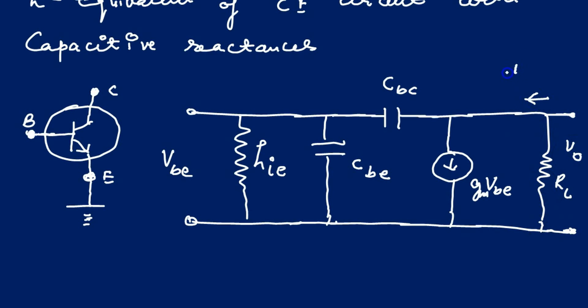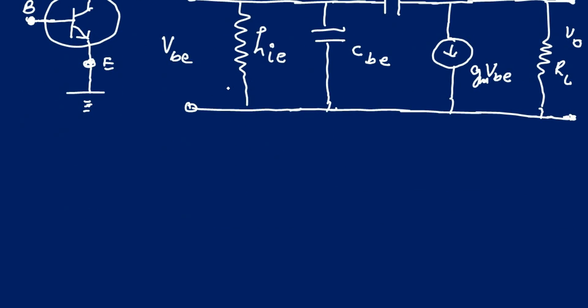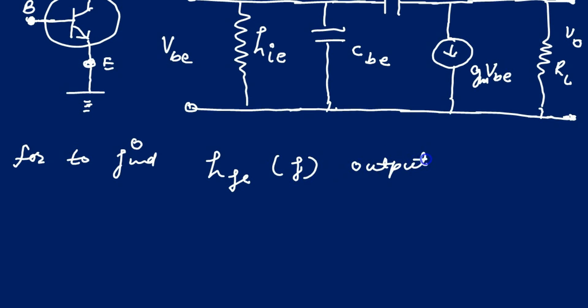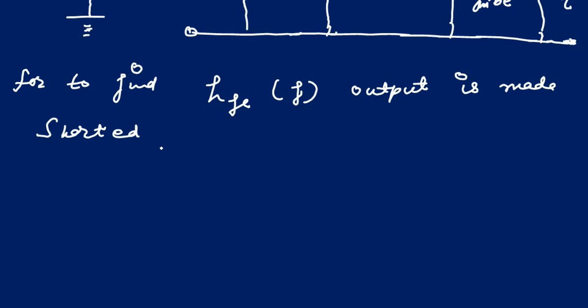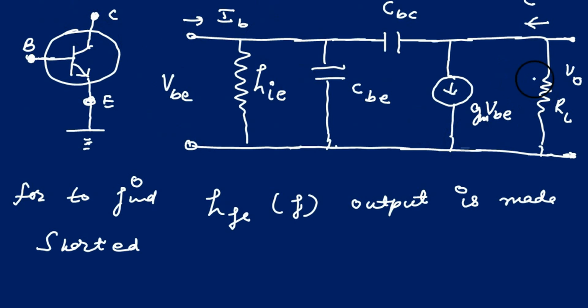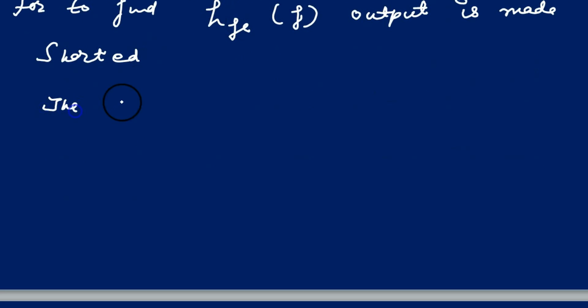Now in order to find the HFE as a function of frequency, the output is shorted. Then, to make the output shorted, we can find the HFE. So how is the output shorted? We are replacing RL by a short circuit like this. They are directly connected, the two terminals. Here it is shorted, which means RL becomes 0.